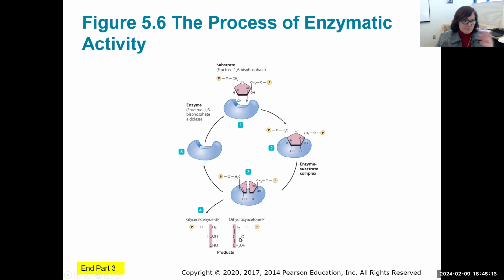These pieces go off to some other part of the metabolism, but importantly, the enzyme is unaffected. The enzyme is free to now go do another reaction with another fructose molecule.